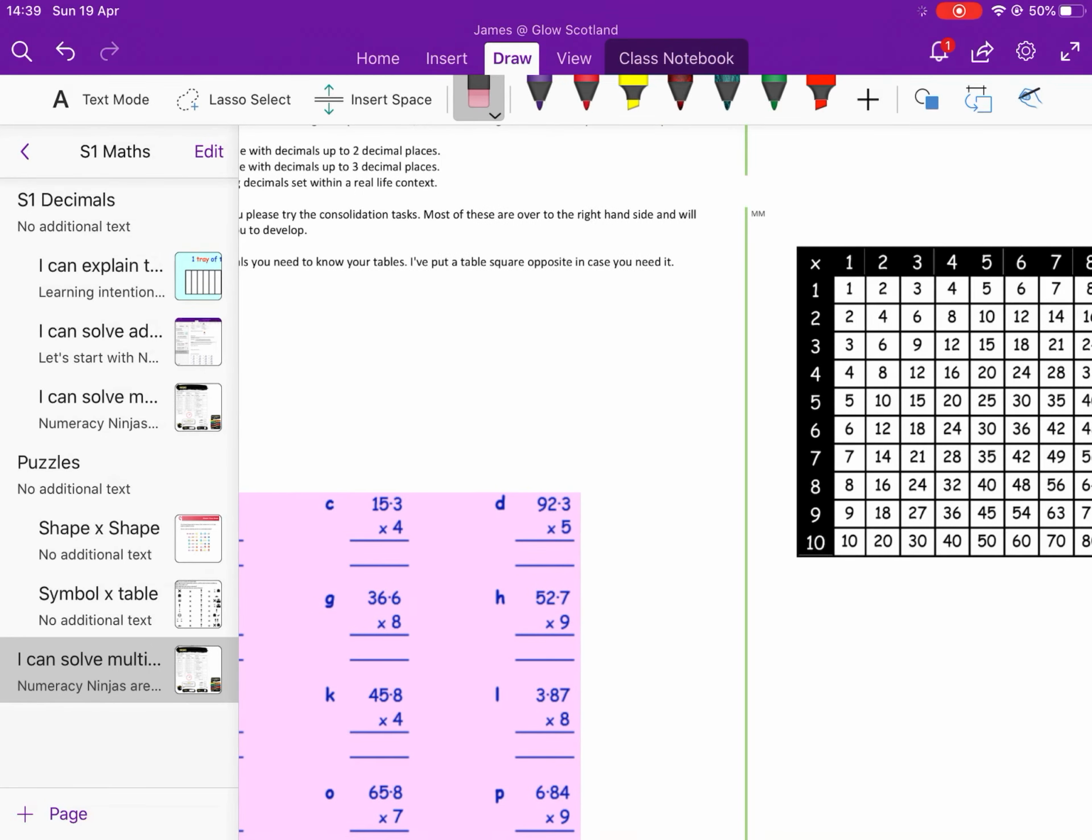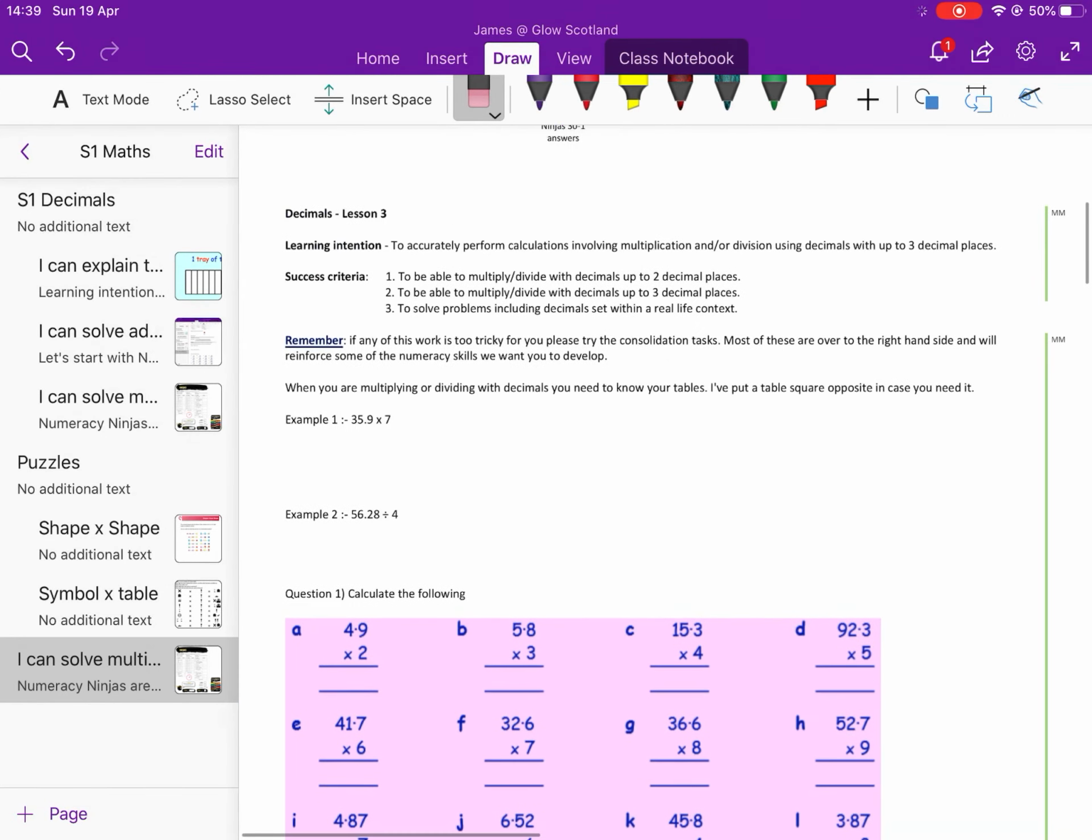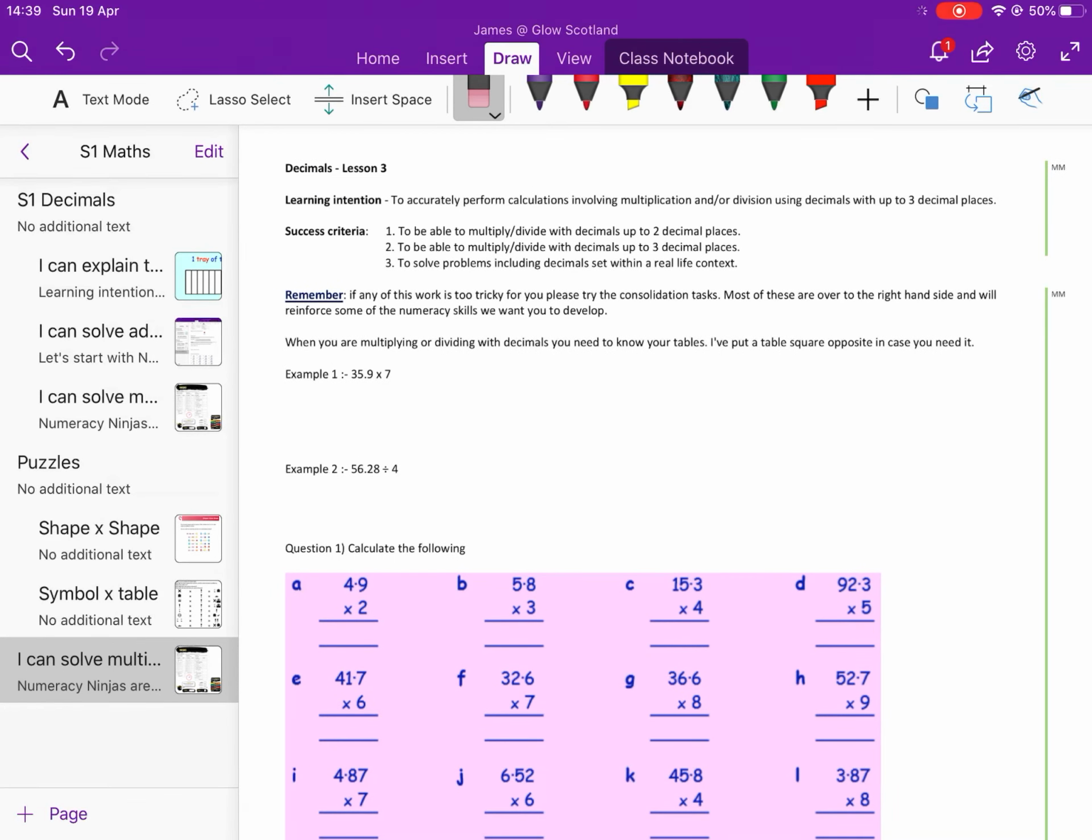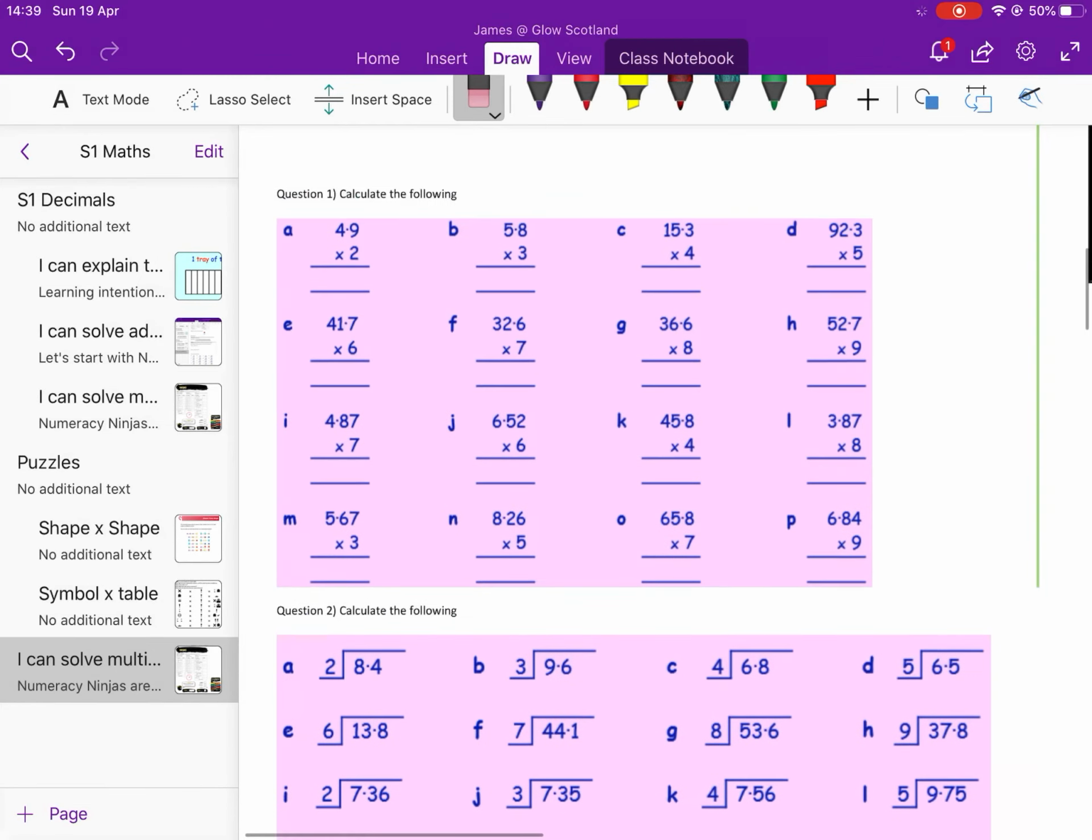Okay, so the learning intention for today is to accurately perform calculations involving multiplication and or division using decimals up to 3 decimal places. The success criteria is to do that with 2 decimal places. We're going to try and do it a bit with 3 decimal places, which are the extension tasks down the bottom. And the third one is to try and solve problems with decimals in a real life context, which are the problem solving tasks just here.